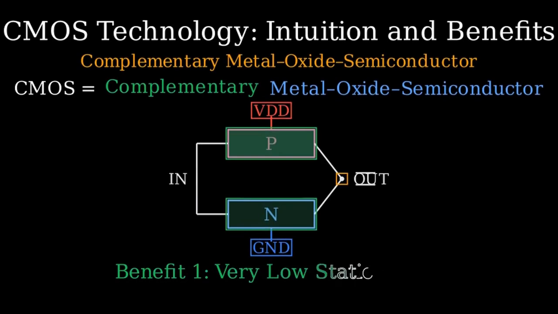Benefit 1. Very low static power consumption. When the input is steady, only one transistor conducts. There is no direct path from VDD to ground, so the static current is almost zero.